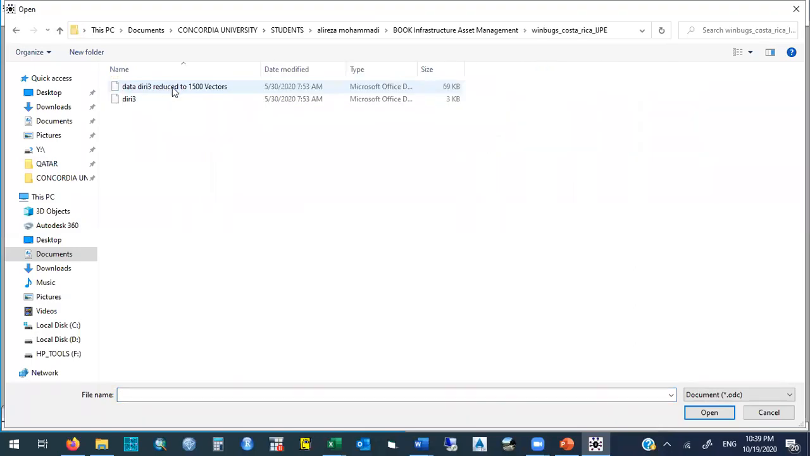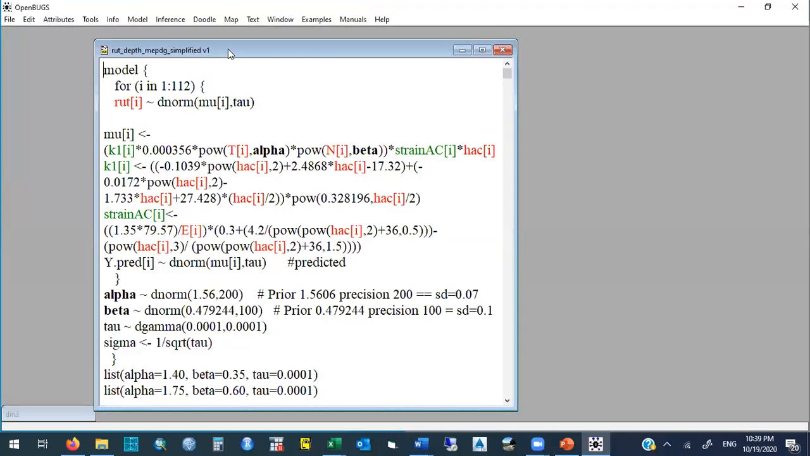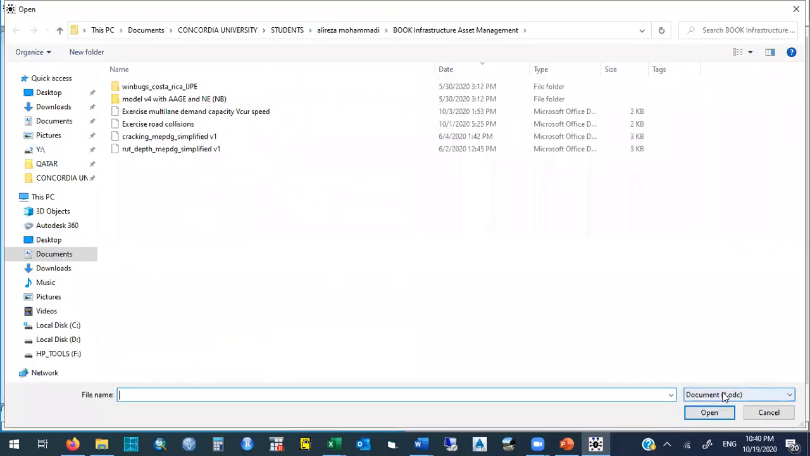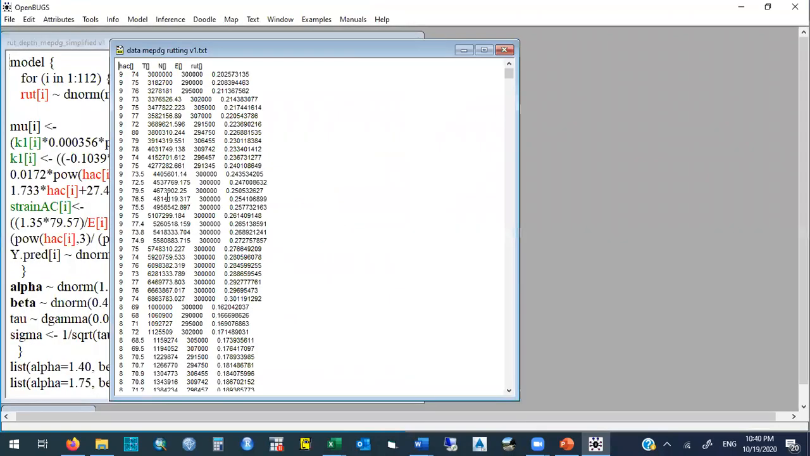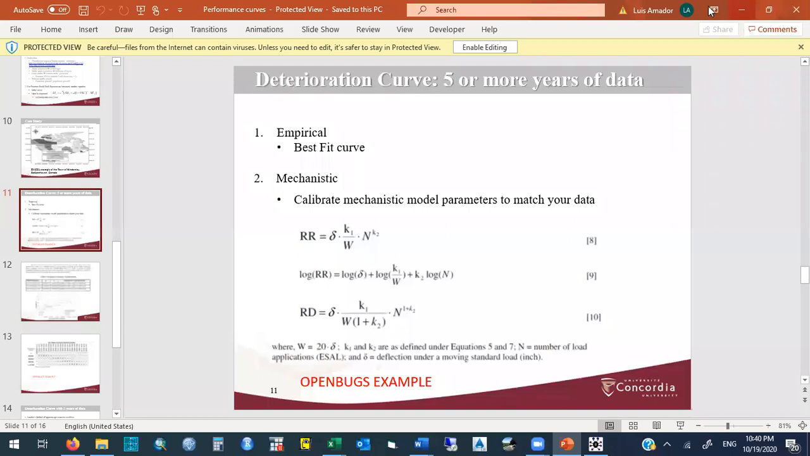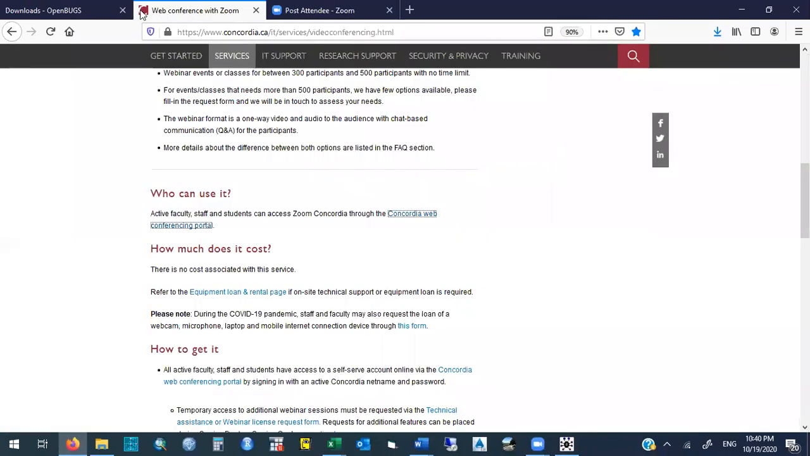I don't know how complicated this is. Maybe this one I keep for later. Cracking or rutting? What do you prefer? Rutting. Yes, rutting. Okay. Just give me a minute because I need to open the data set. Just a second, guys, please.